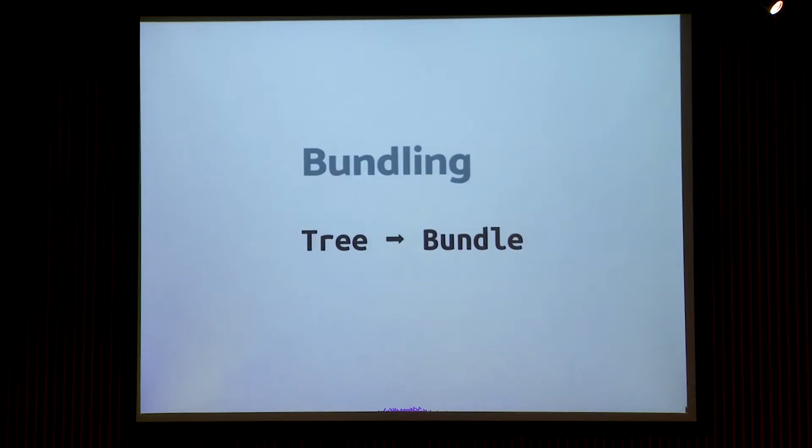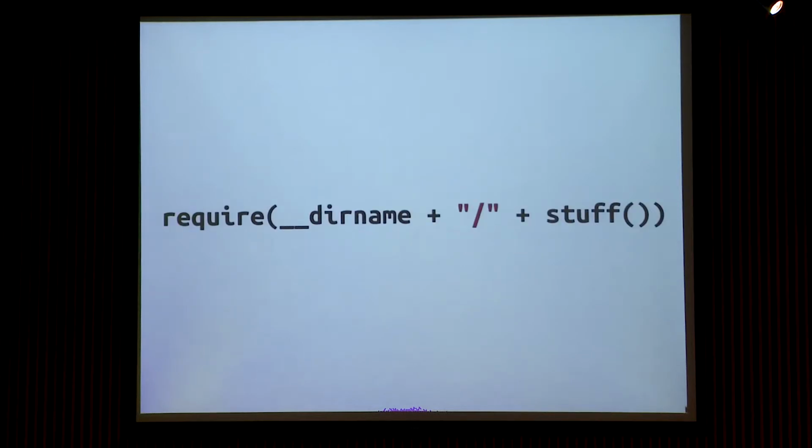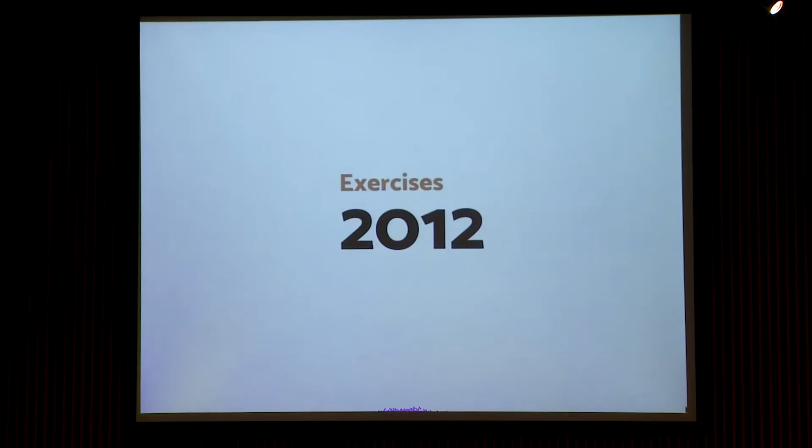So a bundler is kind of just a function from a dependency tree to a single file that runs on its own. This is what a require that the bundler will not be able to handle looks like. And the next exercise is, of course, to implement a bundler. The exercise is a bit more hand-holding, like it builds stuff up piece by piece.